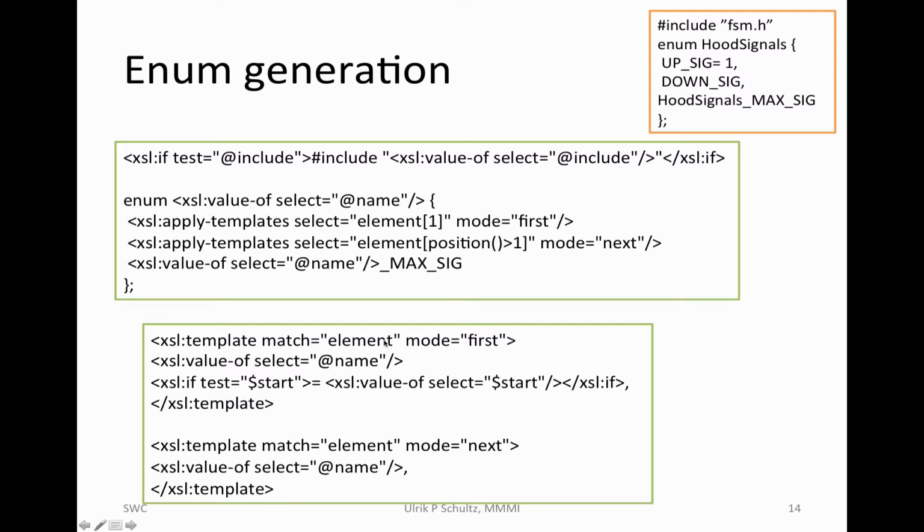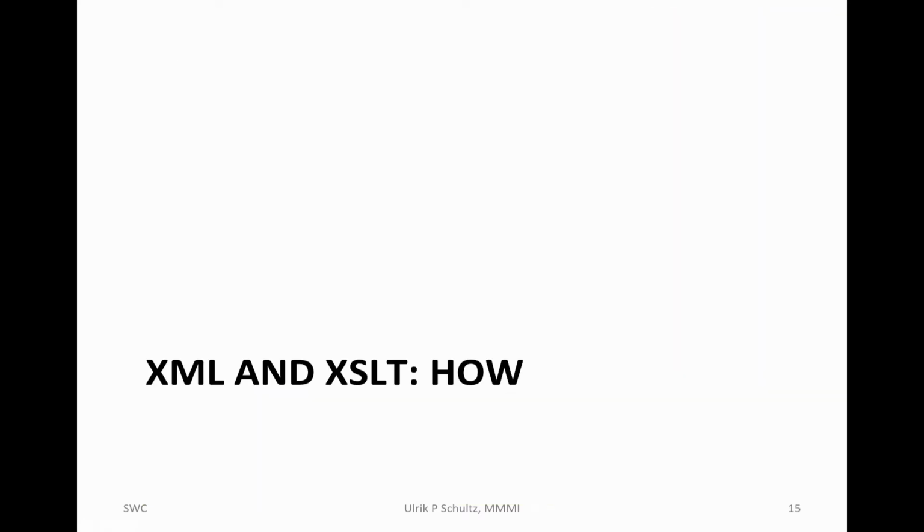Down here at the bottom we have the templates. So we say if it's an element and mode is first, then we insert the name, and then if there's a start, then we insert the start value. Otherwise, it's the next one, and then we just put it in there. So that's the basic example of using XML.